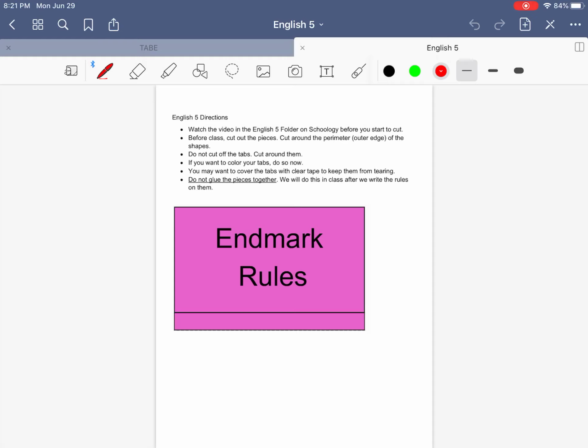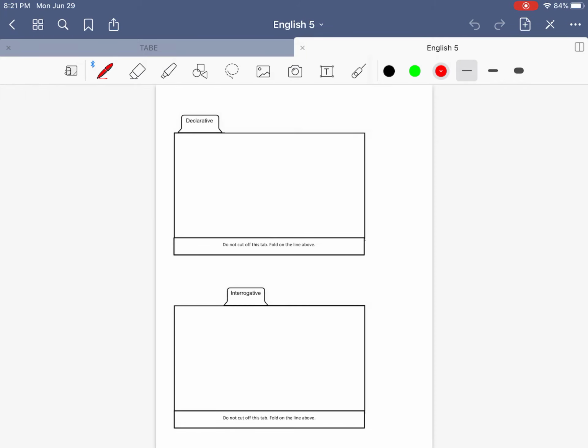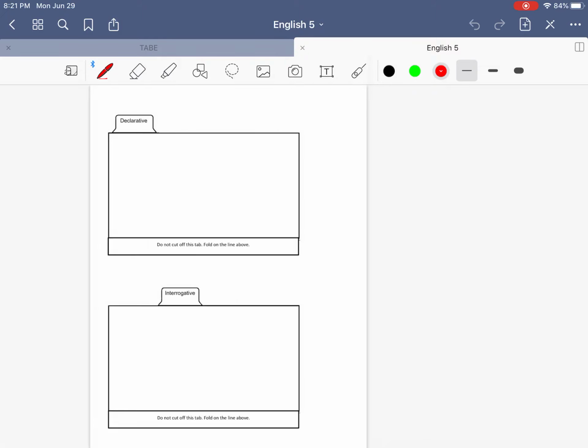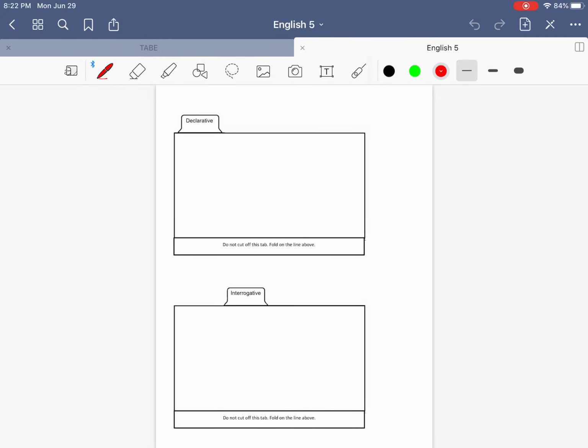And this is English 5. This is about endmark rules. And there are only 4 of these. So this file is not quite as big as the others have been. And I want to start with declarative sentences.